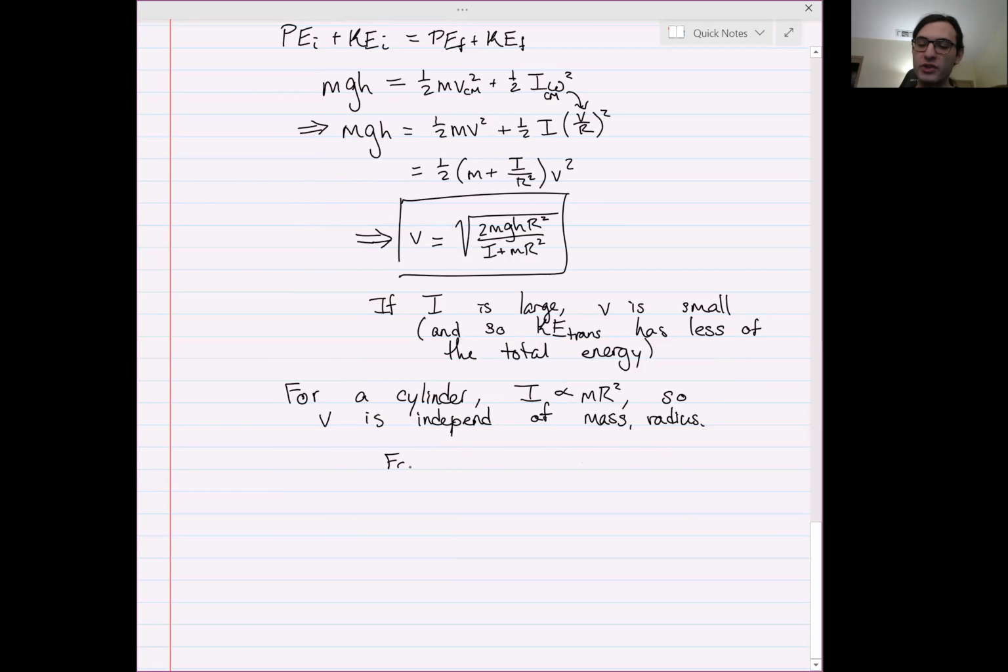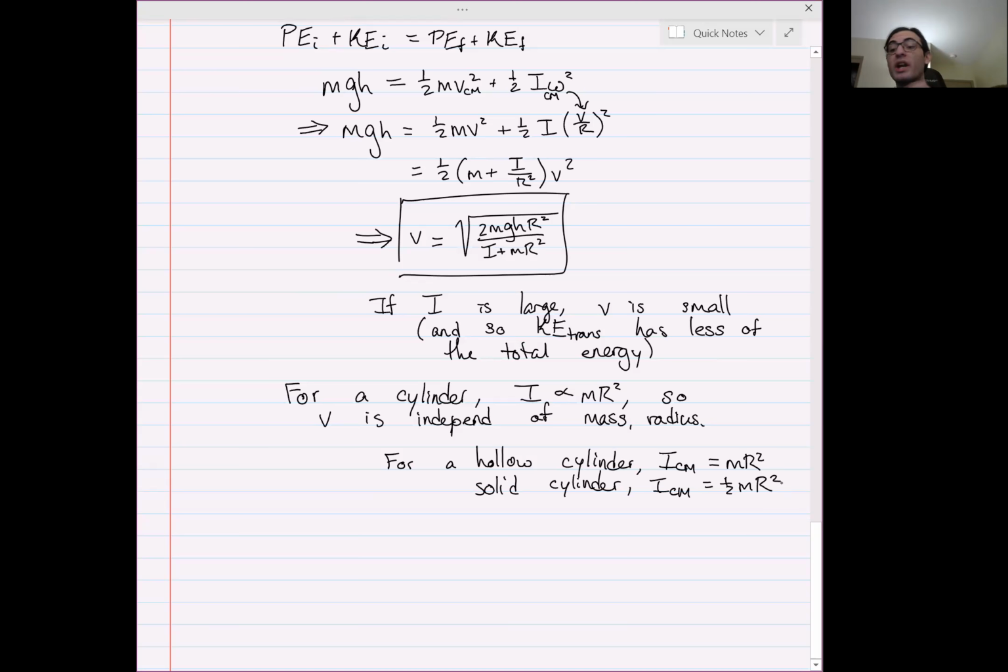So for a hollow cylinder, and this is just something that you could either look up or you can trust me on, this is a hollow cylinder, so think like a Pringles can. The moment of inertia about its central axis is just equal to mr squared. And for a solid cylinder, well, you guys know what cylinders are. The moment of inertia is 1/2 times mr squared, as long as it's uniformly distributed.